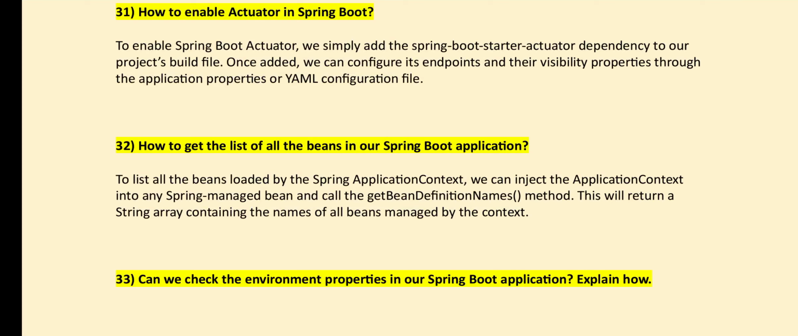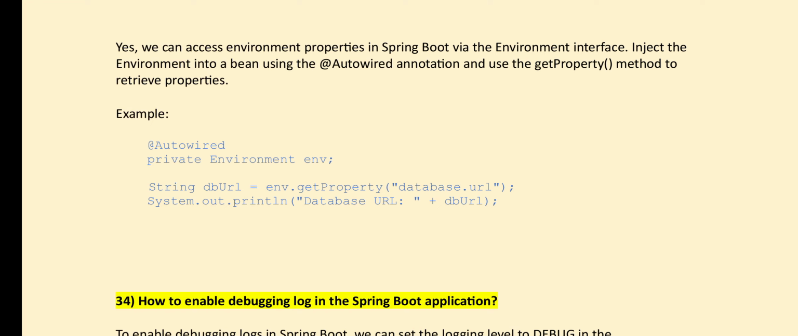Can we check the environment properties in our Spring Boot application? Yes, we can access environment properties in Spring Boot via the Environment interface. Inject the environment into a bean using the @Autowired annotation and use the getProperty method to retrieve the properties.